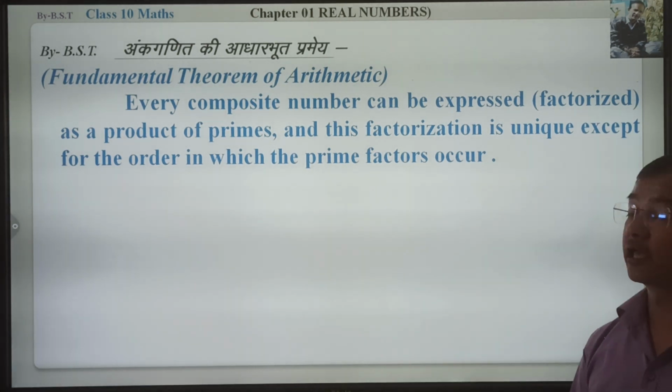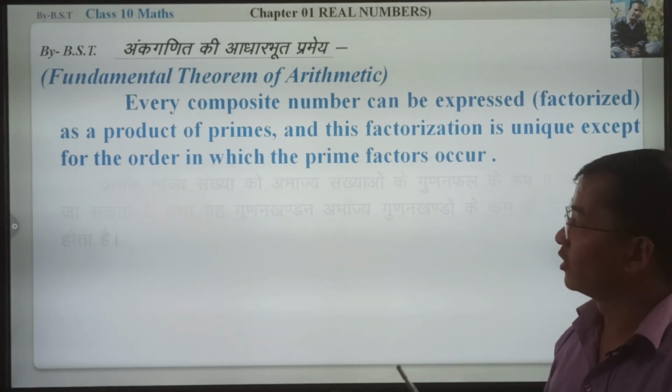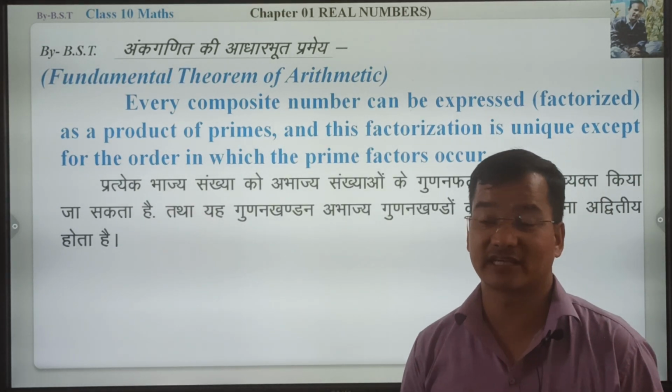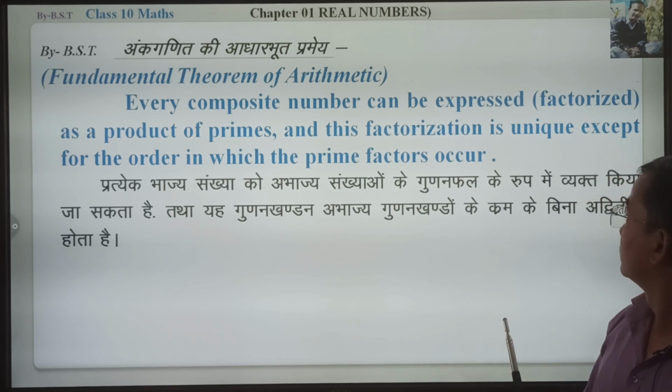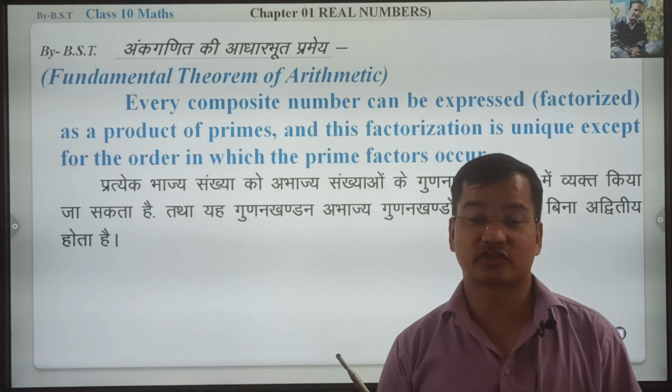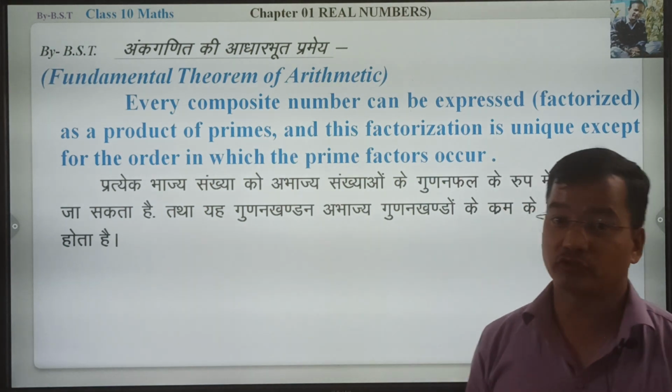factors occur. किसी भी भाज्य संख्या को हम भाज्य संख्याओं के गुणनफल के रूप में व्यक्त कर सकते हैं, जबकि इनका जो क्रम है वह एक क्रम को देखे बिना उनका जो फैक्टराइजेशन है वो यूनिक है, एक अद्वितीय है. कैसे अद्वितीय था हमने आपको बताया था.